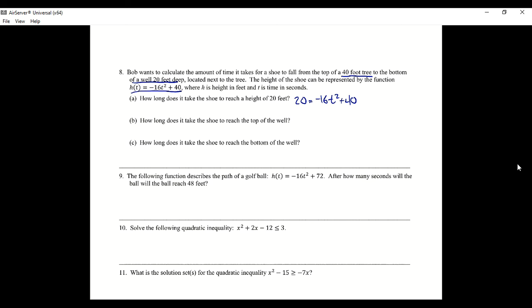How long does it take our shoe to reach the top of the well? Top of the well is at the ground level. So if we draw a picture, we have our tree, we have our well. Our tree is 40 feet, our well is 20 feet. Ground level, as far as we're concerned, is 0. So the shoe is dropping. How long does it reach the top of the well? We're going to set this equal to 0 because the top of the well is at ground level. And then how long does it reach the bottom of the well? Since the bottom of the well is 20 feet below ground level, negative 20.